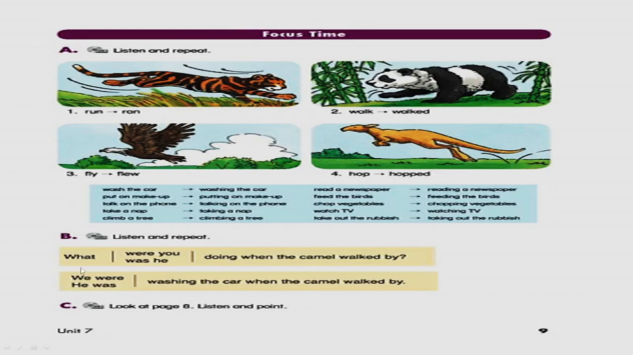Here is the form that we're going to follow. What, where for plurals, was for singulars, doing, when, the, and here we add the name of an animal. We have 4 verbs for these animals. For fast animals, we're going to use ran. Heavy animals, walked. Birds, flew. And for the kangaroo, we're going to use hopped, the past form, of course. And then we answer any plural form with were, then a singular form with was, and then the ing form of the verb that was happening when the interruption happened.